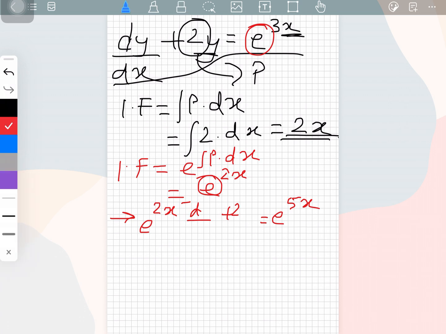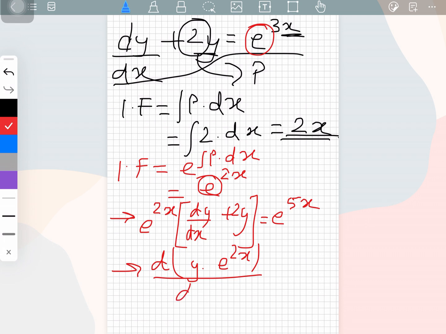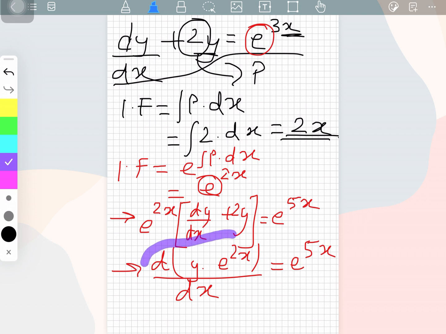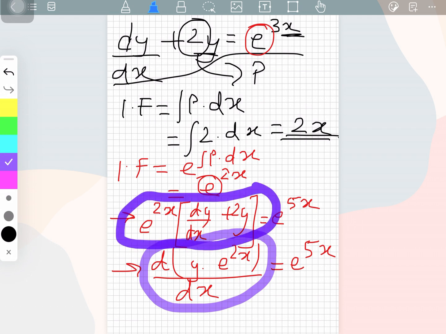So what I was trying to do was this, dy over dx plus 2y. Yes, this was what we had. So what I meant was, d of y times e to the power 2x over dx is equal to e to the power 5x. So I was telling that this is a shortcut. If you are to find the derivative of this entire term using the product rule, then you would get whatever is in this term. You would get exactly that.